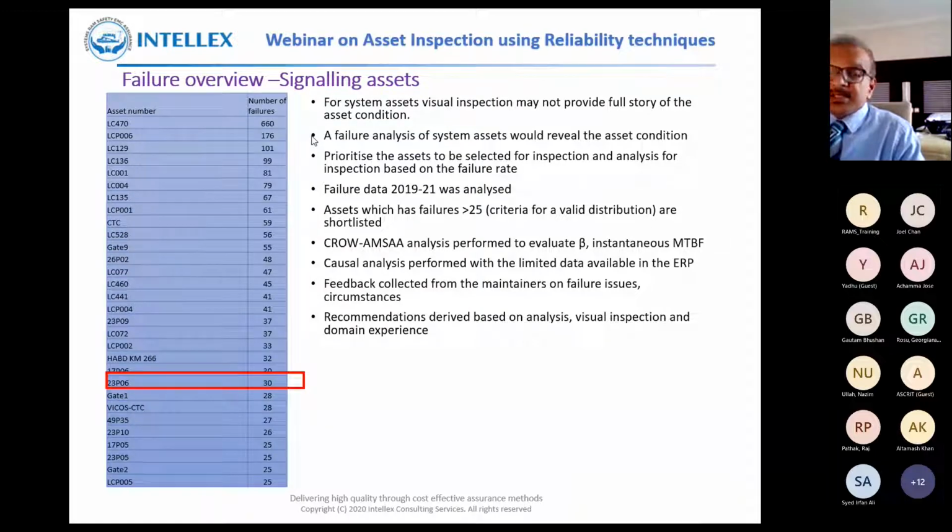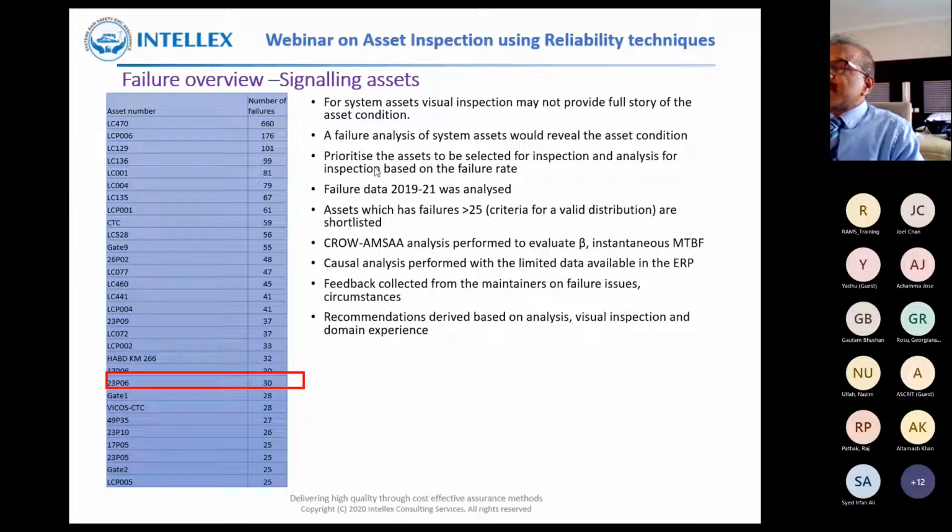So you do a failure analysis first so that you understand which assets have been failing. LC stands for level crossing. There are several level crossings and point machines that have been failing. Interlocking and all were fine, so there was not much of an issue.